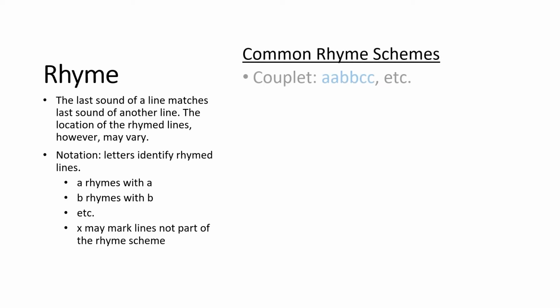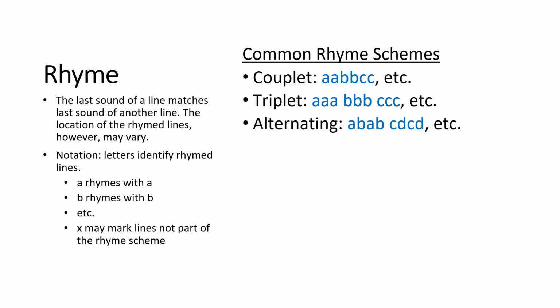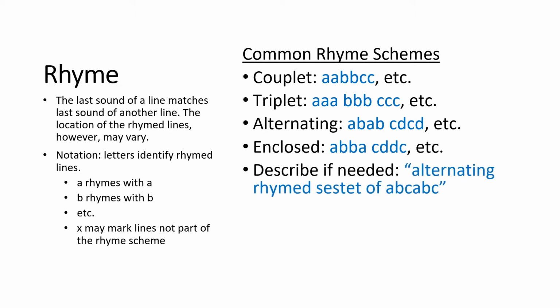Here are some common rhyme schemes. Couplets: A, A, B, B, C, C. The poetry we'll be looking at today is heavily characterized by couplets. Triplets: A, A, A, B, B, B, C, C, C. Alternating rhyme, or sometimes called cross rhyme: A, B, A, B, C, D, C, D. Enclosed rhyme, or sometimes referred to as envelope rhyme: A, B, B, A, C, D, D, C.